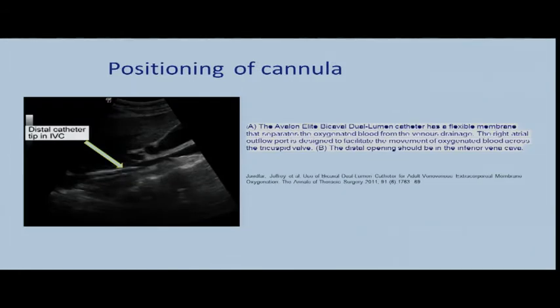So this is a sagittal view scan through the liver that shows us the IVC, and we can actually see the tip of this bicaval catheter in the IVC. So ultrasound can also be used to check for the tip in the IVC.